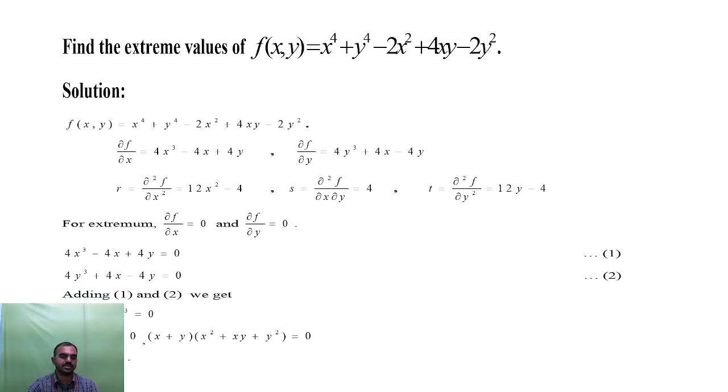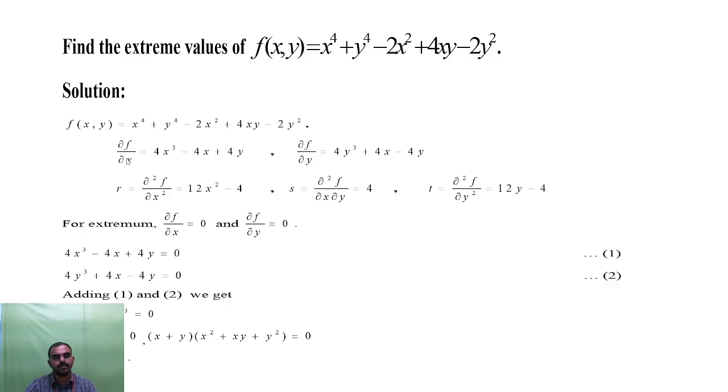Let's take the next problem. Same as before: find the extreme value of f of x comma y. The function given is x power 4 plus y power 4 minus 2x square plus 4xy minus 2y square. The same procedure: f of x comma y is the given function.